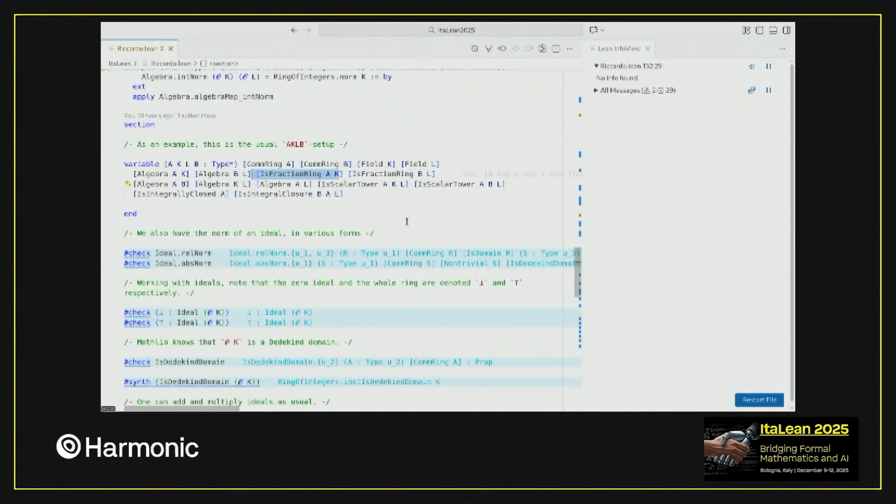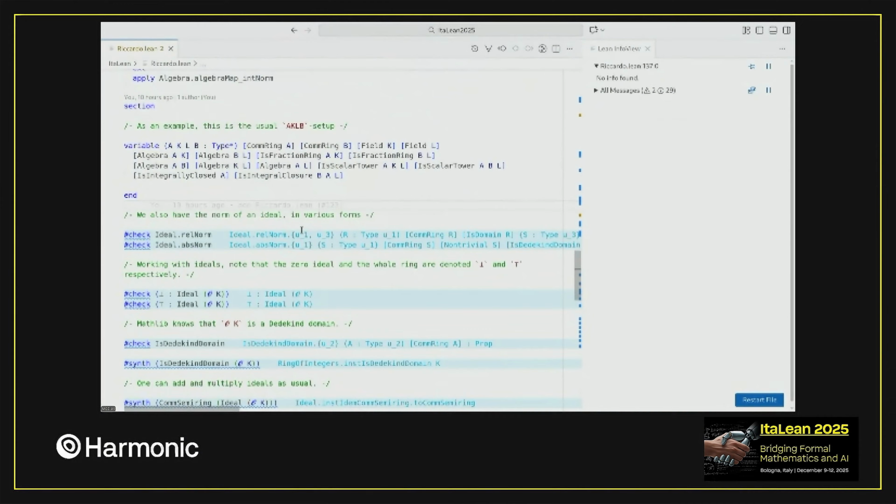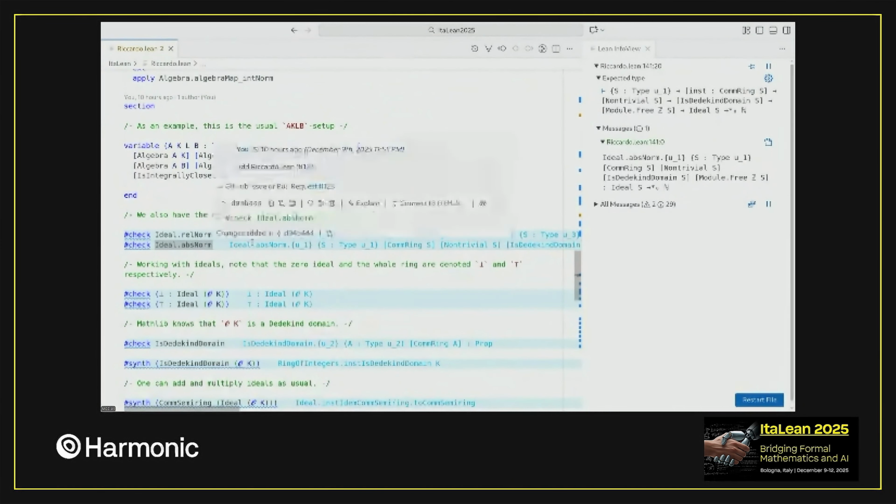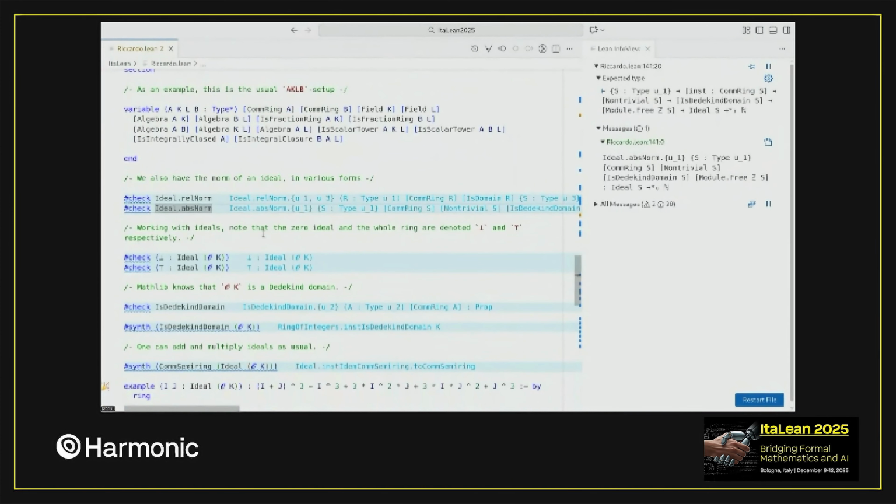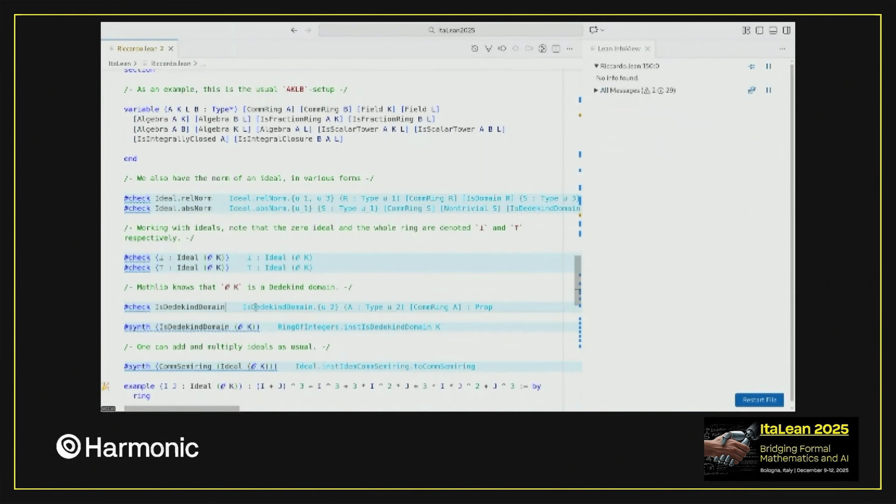So of course, Mathlib knows a lot of things about ideals of the ring of integers. For example, we have the extension of the norm to ideals. So we can compute the norm of an ideal, that, of course, is another ideal. But let's really see some more advanced theorems that are in Mathlib. So for example, the basic property of the ring of integers is that the ring of integers is a Dedekind domain. And okay, this is in Mathlib.